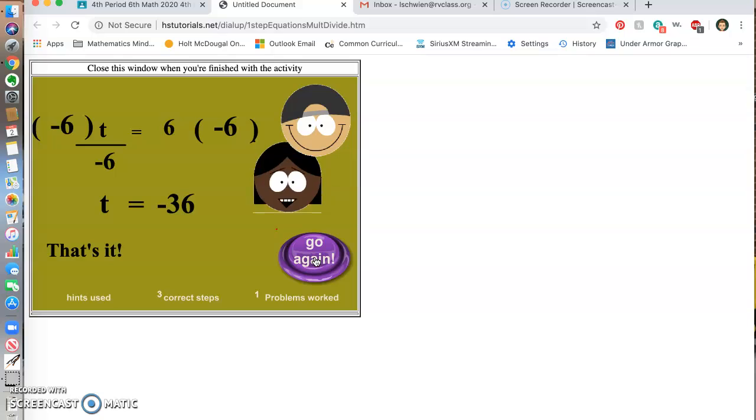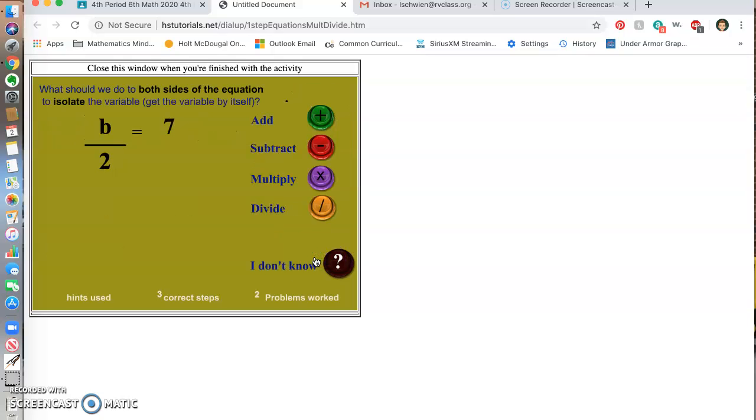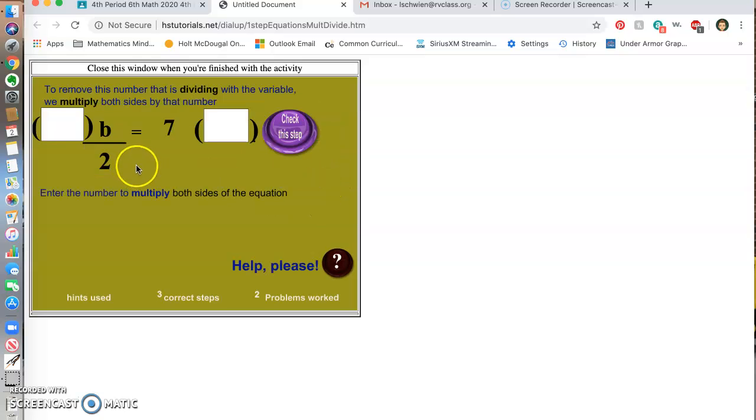Hopefully we get a multiplication equation on this one. No, we get another division equation. So how do you solve a division equation? You multiply. Again, you want to isolate the variable, get the variable by itself, and you want to do that by multiplying both sides by this number. So we're going to multiply by 2, and that's going to give us 2b on the left side. On the right side, that's going to give us 7 times 2. Again, you have to do the exact same thing on both sides.